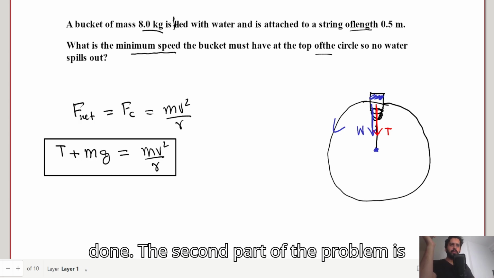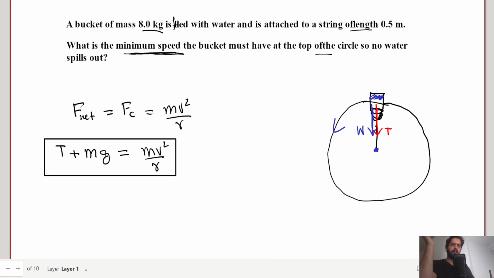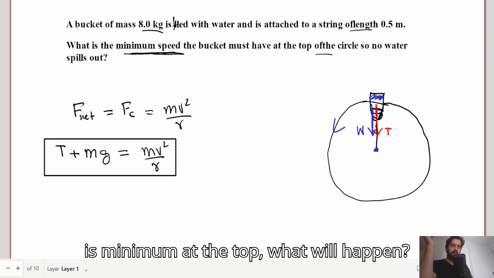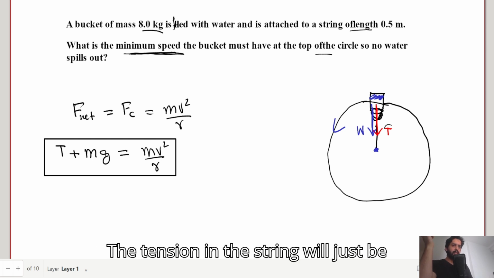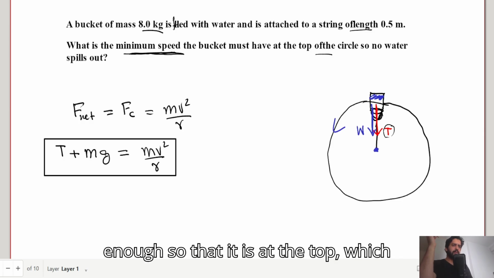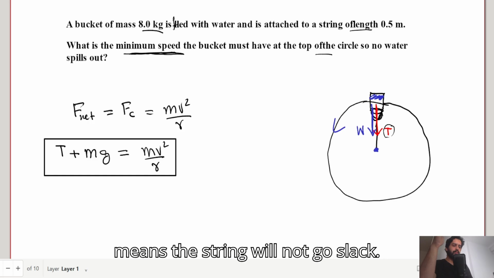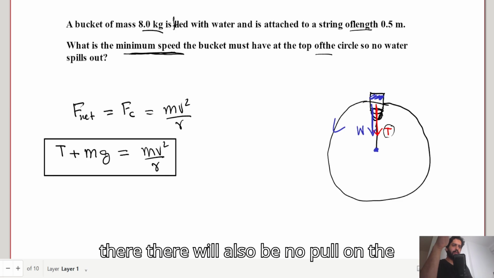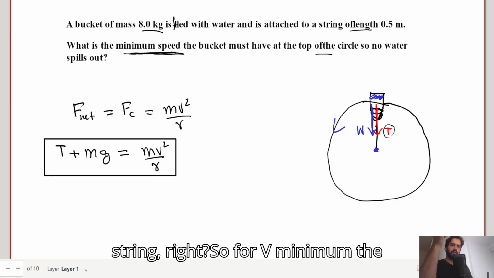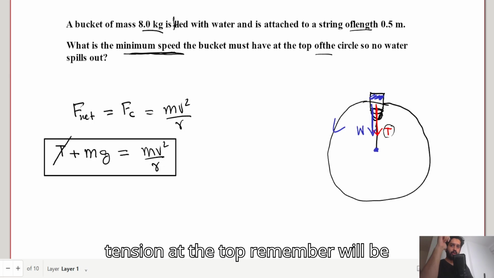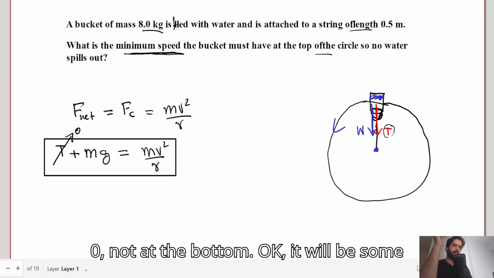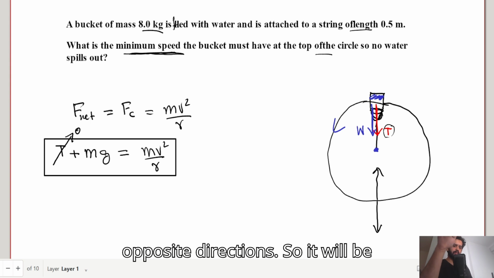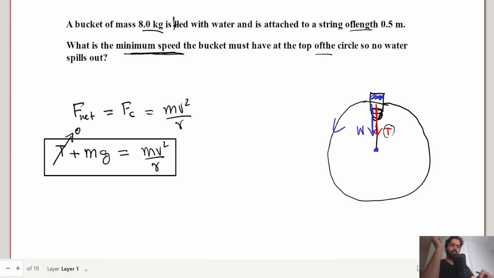The second part of the problem is to find V minimum, the minimum speed the bucket must have at the top, so no water spills out. So if velocity is minimum at the top, what will happen? The tension in the string will just be enough so that the string will not go slack, like it will not be loose so that the bucket falls straight down, but there will also be no pull on the string, right? So for V minimum, the tension at the top, remember, will be zero, not at the bottom, okay? It will be some different force at the bottom because tension and weight will be pointing in opposite directions. So it will be a different story if the bucket is down.